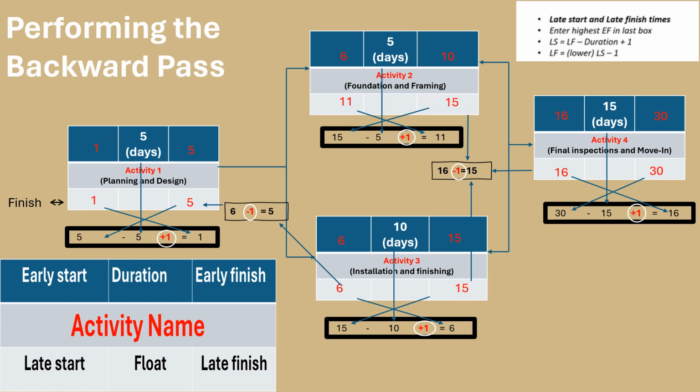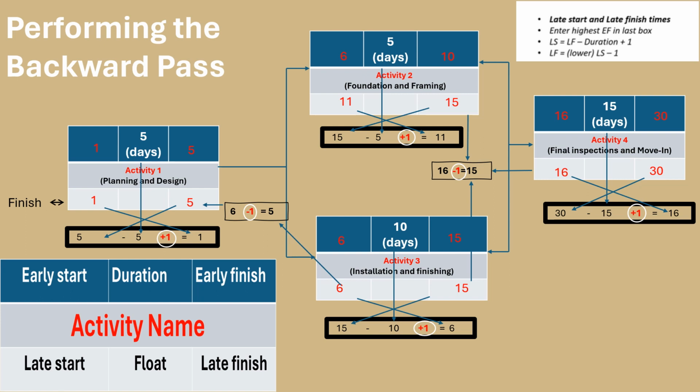In Activity 3, follow the same procedure. Subtract the duration, which is 10 days, from the late finish of 15 days, and then add 1 day. This results in a late start of 6 days.